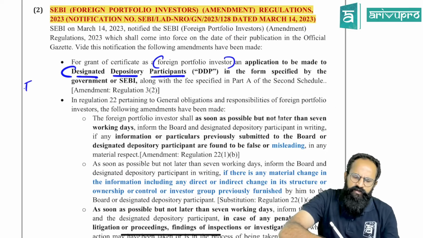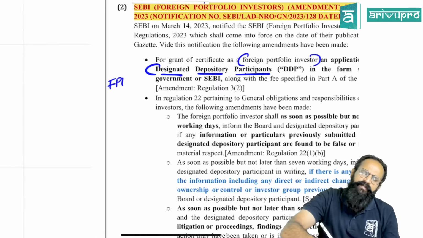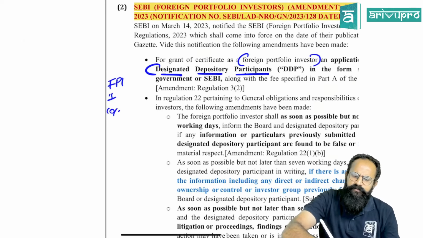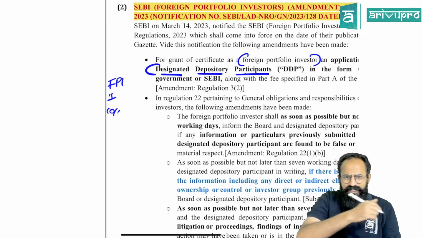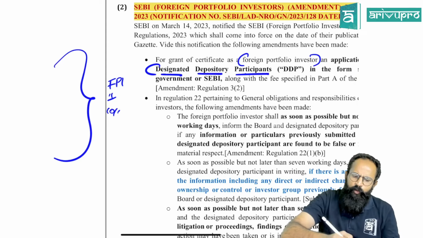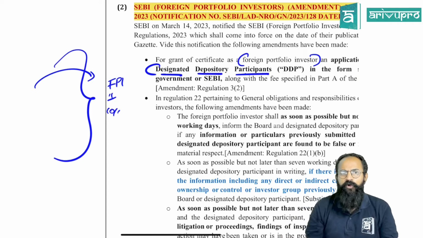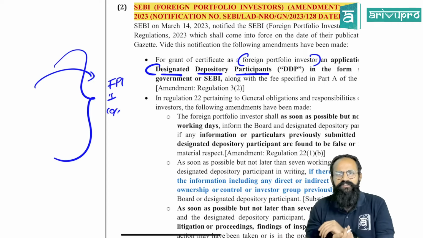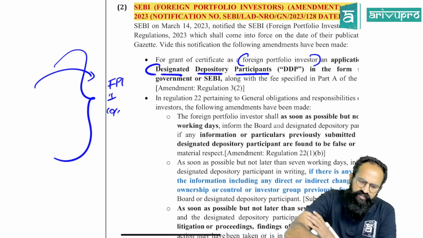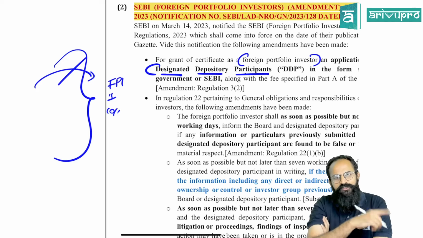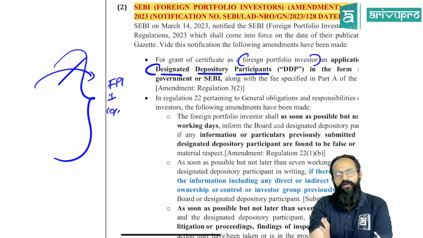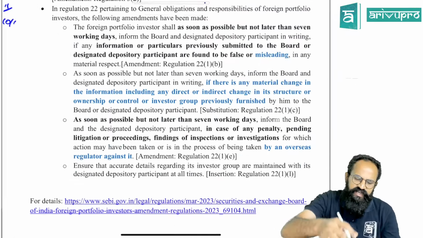Now imagine, what do you mean by foreign portfolio investor? Imagine it is like a company, or a trust or whatever it is. Inside it, there will be a lot of people who would have invested money into this foreign portfolio investor. So you need to give all this information in the application form. Sir, what if there is any change in this information? Whenever there is a change, that should also be intimated to the designated depository participant within 7 days.